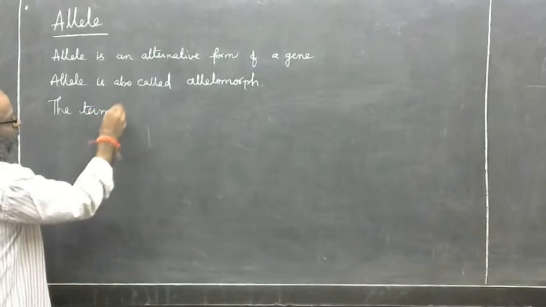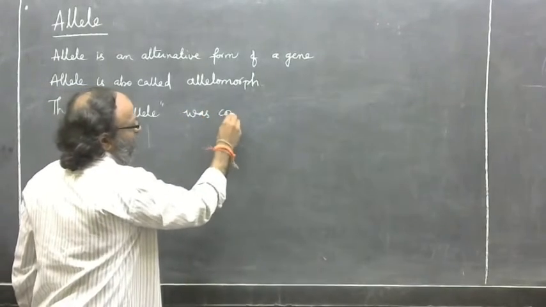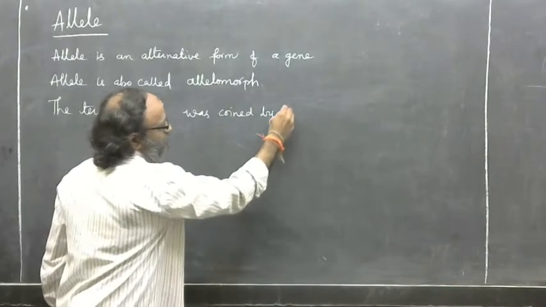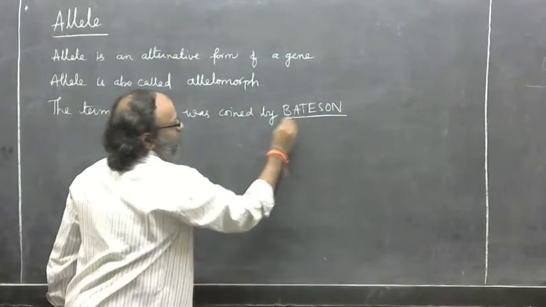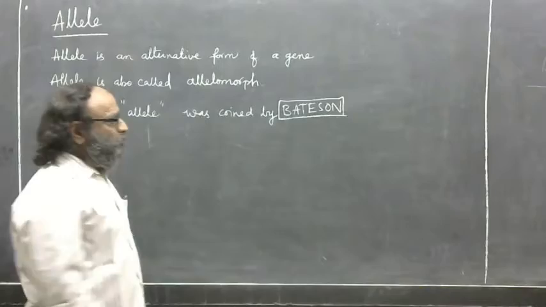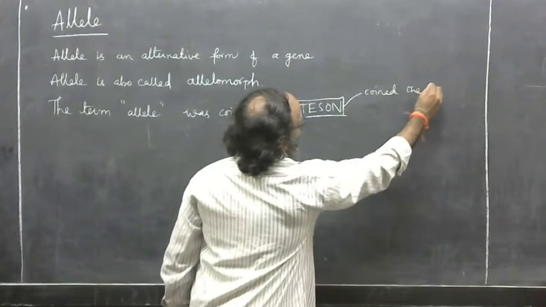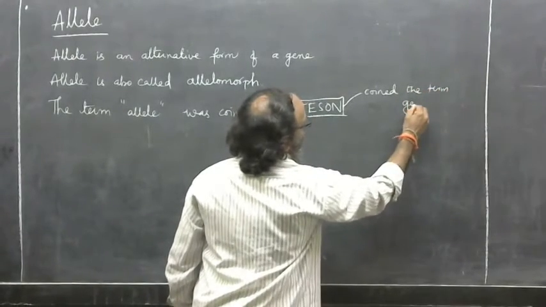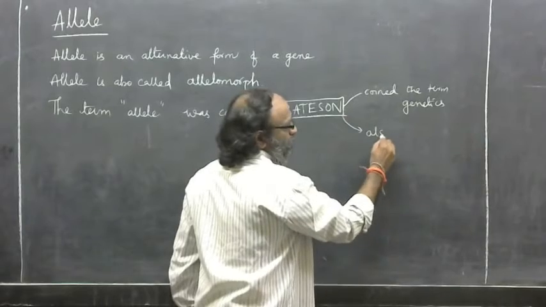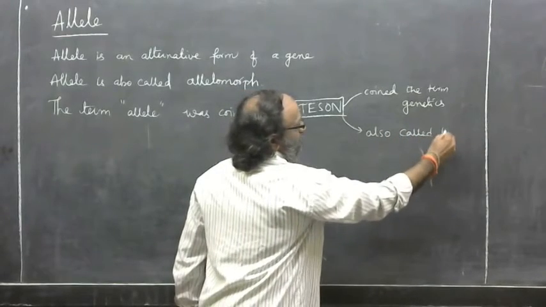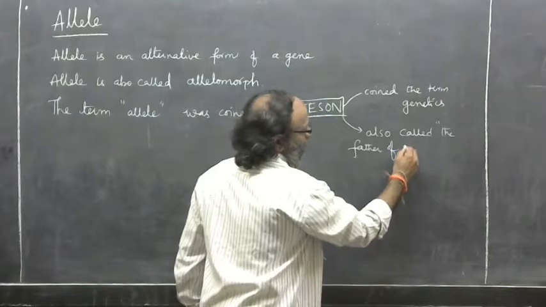The term allele or allelomorph was coined by Bergson. Remember, it is Bergson who coined the term genetics. And it is Bergson who is also called the father of modern genetics.